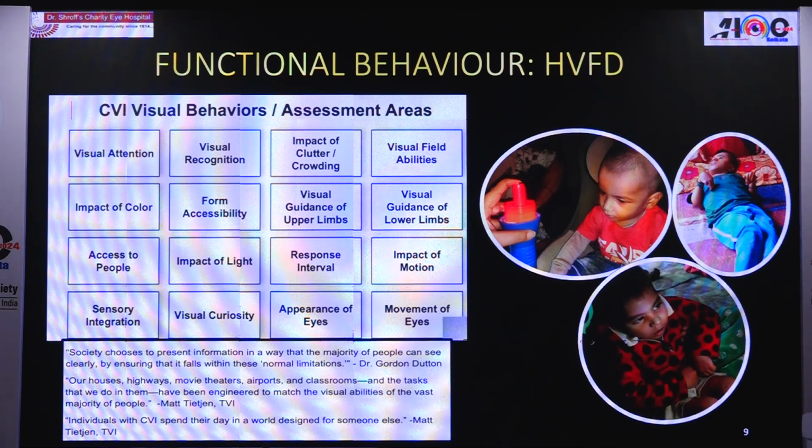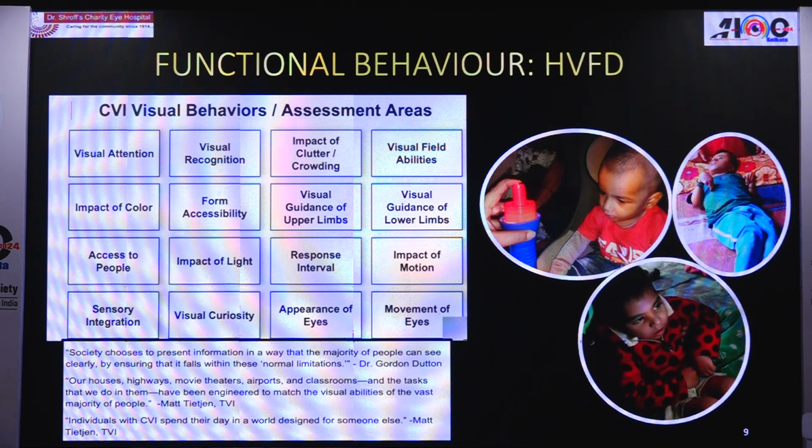Now coming to visual attention, they would have poor fixation, they would have difficulty in shifting gaze, hence bumping into objects. Visual recognition: it would be difficult for them to identify faces, to recognize people, or even objects. They may be seeing, but they will not be able to comprehend what they're seeing, what the object is in their hand. Impact of clutter is huge. As discussed, they will not perform well when the background is cluttered. They need a clean environment with fewer objects. They will not perceive multiple objects in one scene, causing simultagnosia. If there are multiple objects, they will think that it is only one image.